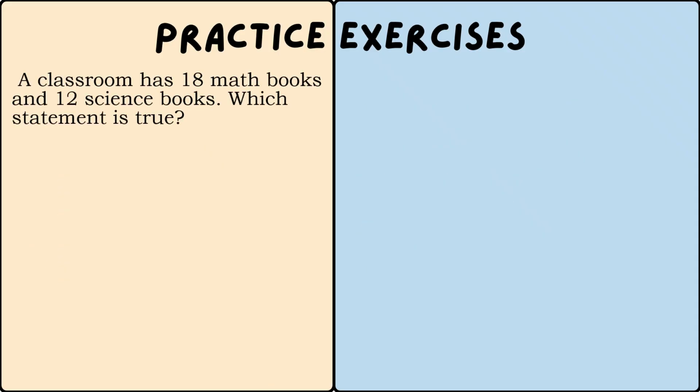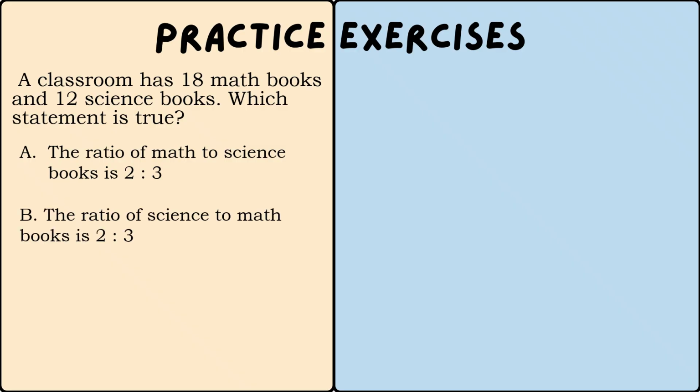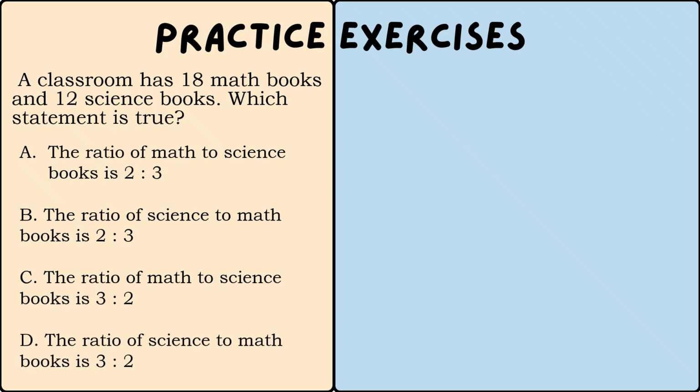A classroom has 18 math books and 12 science books. Which statement is true? A, the ratio of math to science books is 2 is to 3. B, the ratio of science to math books is 2 is to 3. C, the ratio of math to science books is 3 is to 2. Or D, the ratio of science to math books is 3 is to 2. What do you think the answer?